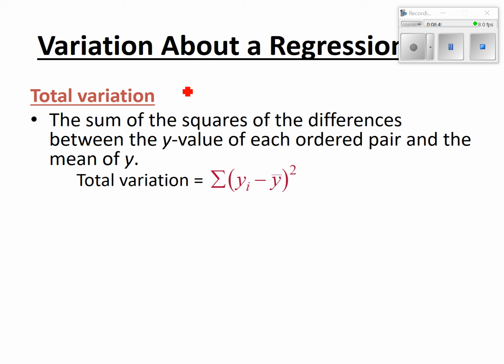Total variation. Total variation is the sum of the squares of the differences between the y value of each ordered pair and the mean of the y's. So it's just this. Remember, this means sum. Each original y value minus the mean of the y's. We take that and we square each one, and then we add them all up. That's the total variation.